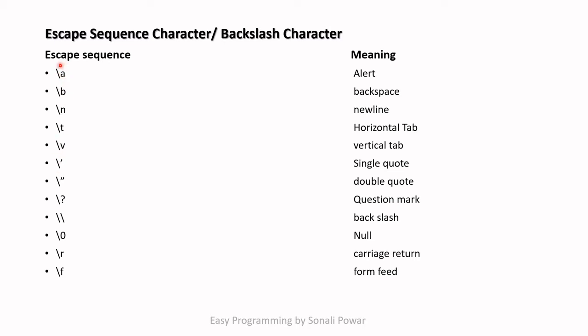So, for example, \a is used for alert, \b is used for backspace, \n is used for new line. Mostly we are using \n, \t, and \0 is used when we are working with strings. This \0 represents the end of string. So these are the mostly used characters with the printf statement.